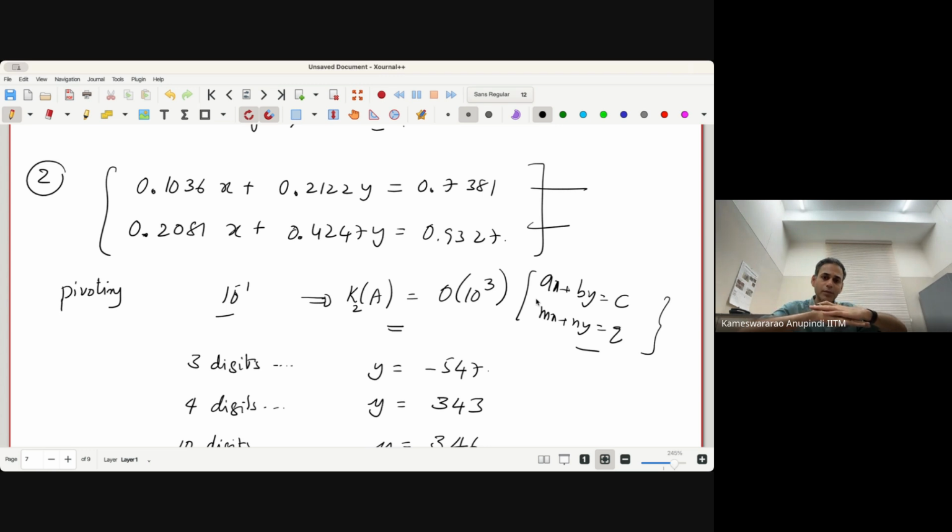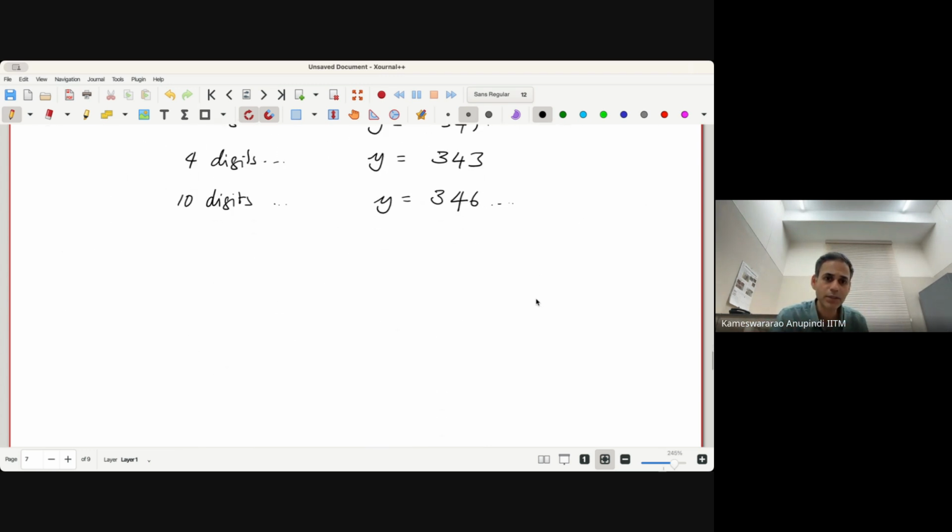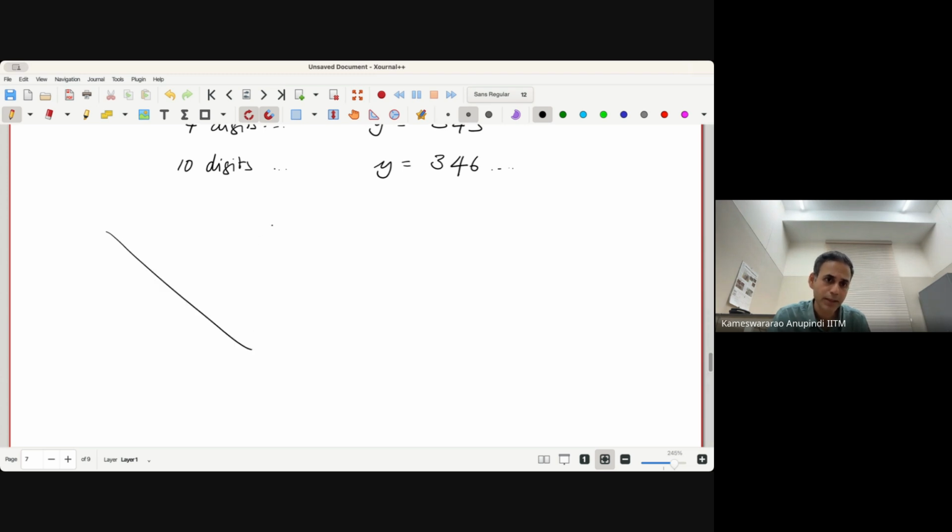Only then can the matrix become singular. That means these two lines can be represented something like this. Let us say these are the two lines we are trying to solve in 2D. Then we realize that because of the way we do experiments, there could be some measurement errors.